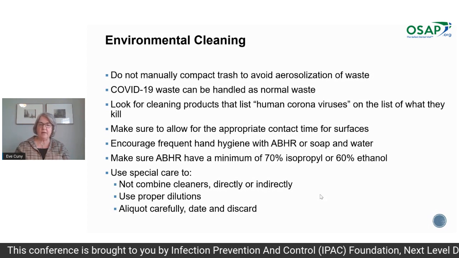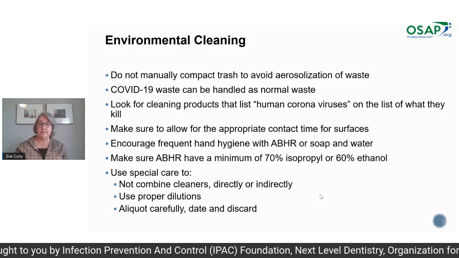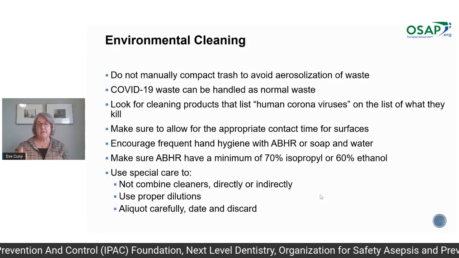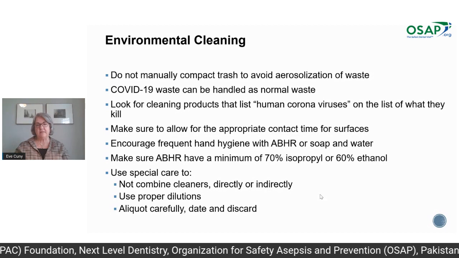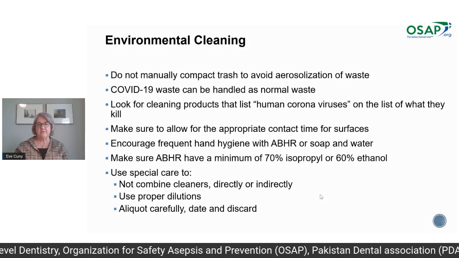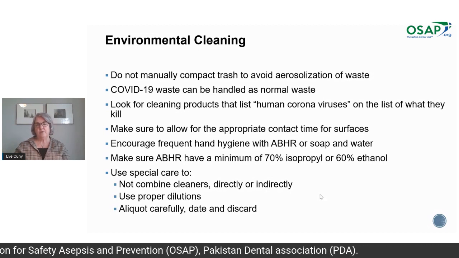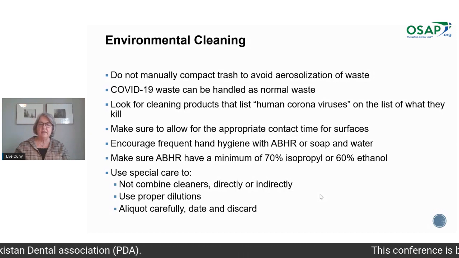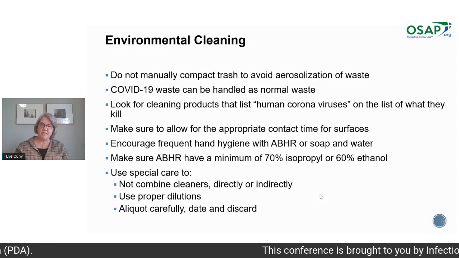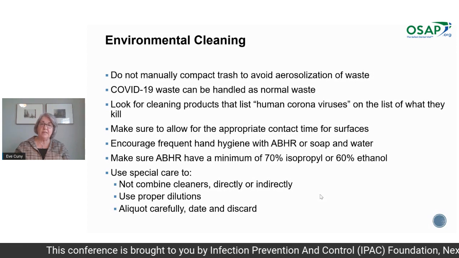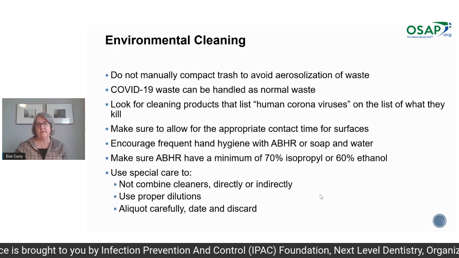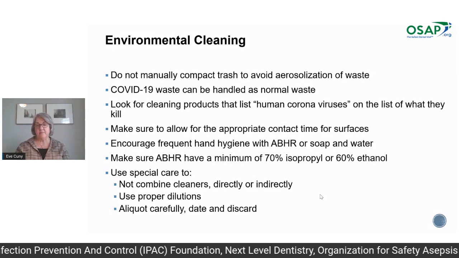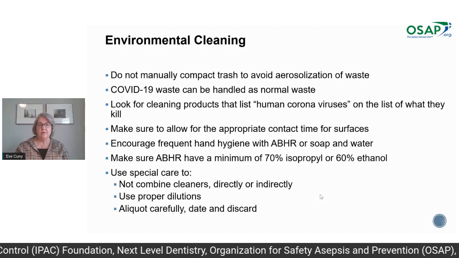Look for cleaning products that list human coronavirus on the list of what they kill. Disinfectants will generally have on the label a list of the organisms that they're effective against. Human coronavirus is fairly easy to kill, so you want to look for one that is effective for that, plus hepatitis, HIV, and preferably TB, because tuberculocidal disinfectants have the broadest spectrum because TB is the most difficult to kill.